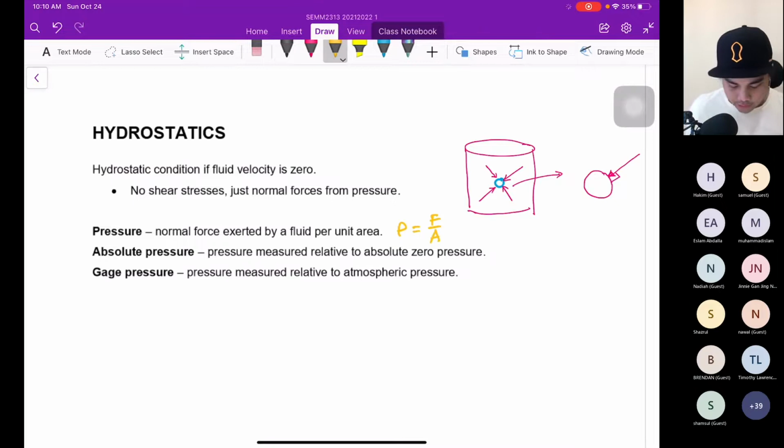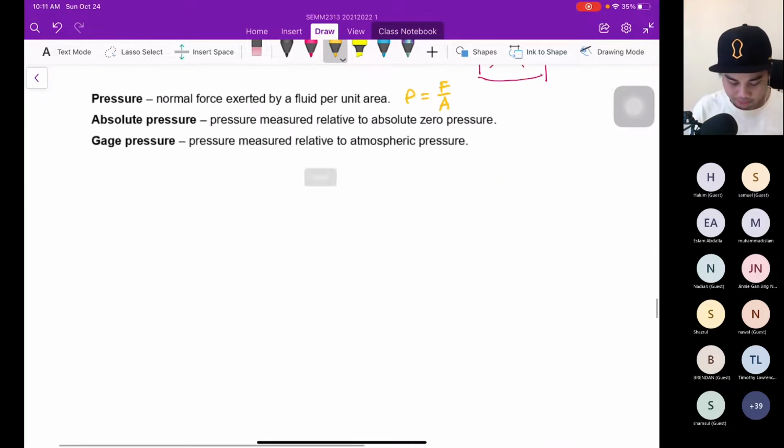Absolute pressure. So what is absolute pressure? Absolute pressure is basically a pressure measured relative to the absolute zero pressure. So, can you guess what's the difference between the absolute and the gauge pressure? Based on the definition here, the gauge pressure is basically the pressure measured relative to the atmospheric pressure. So you can see there are lots of relationships, either related to the atmosphere or related to the absolute zero pressure. So what are those?